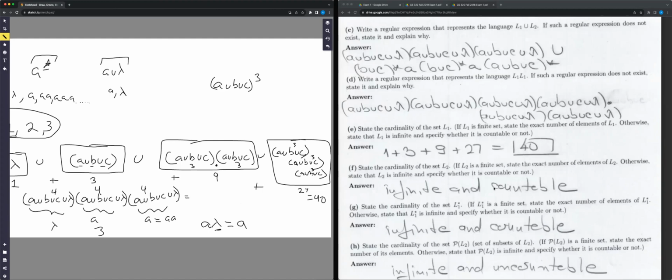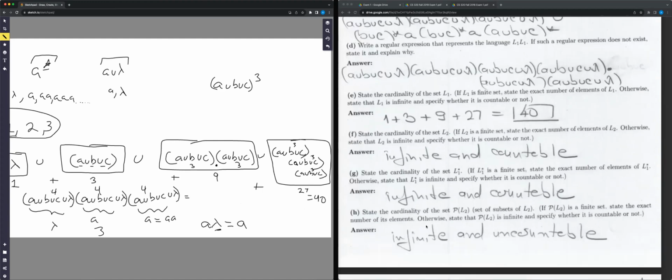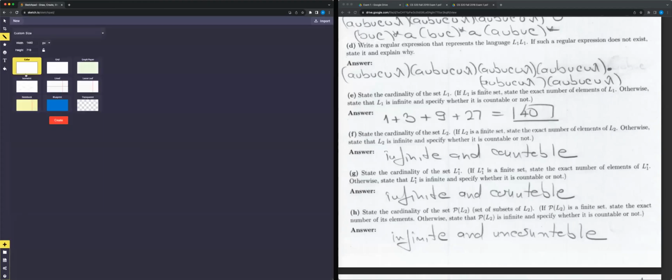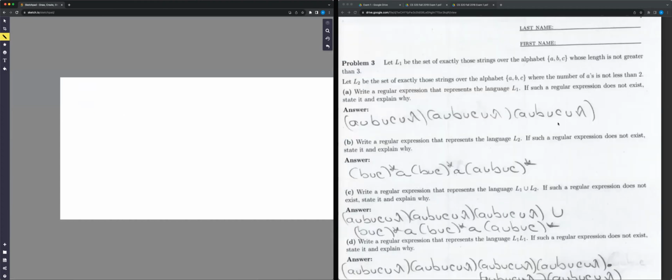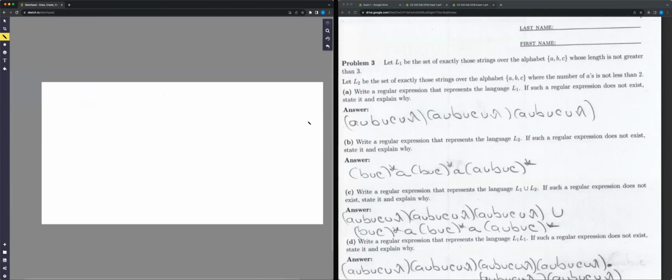So infinite countable because there's a star, infinite countable because there's a star. And now it says the power set of L2. This is where things are a little bit different. You can't just use this. The problem is there are overlaps between some things. For example, just looking at this.